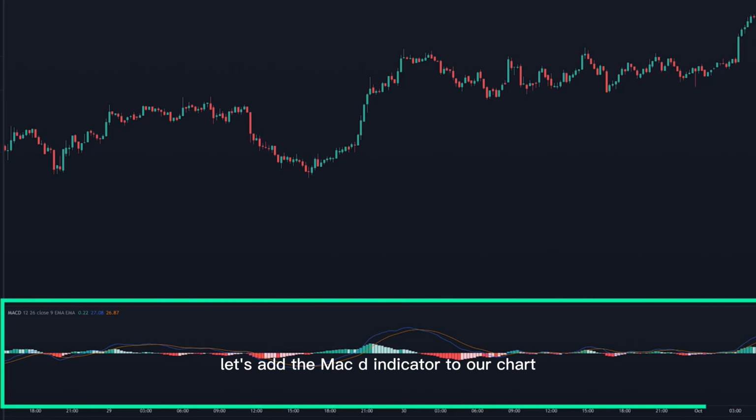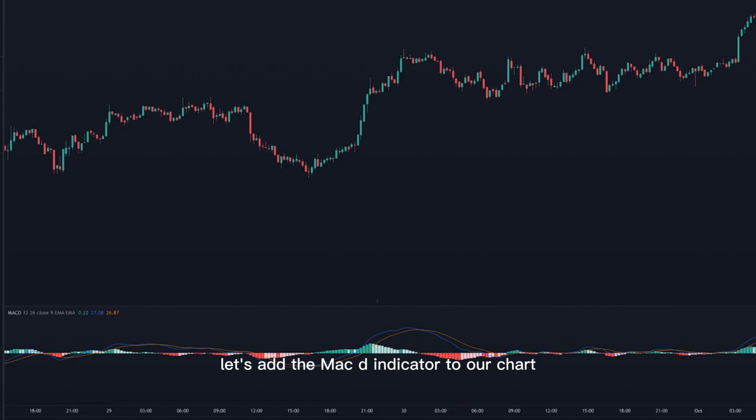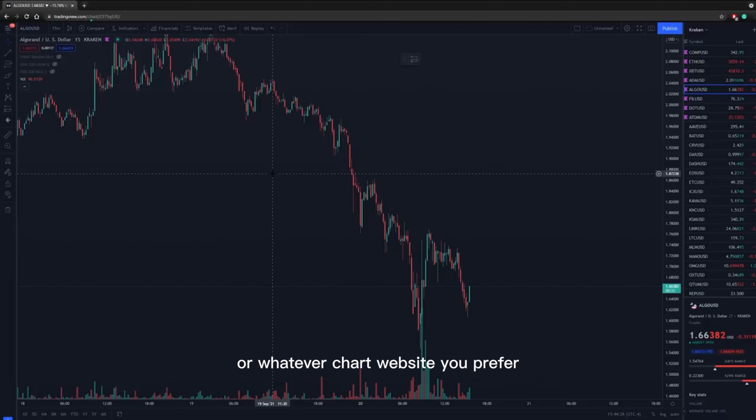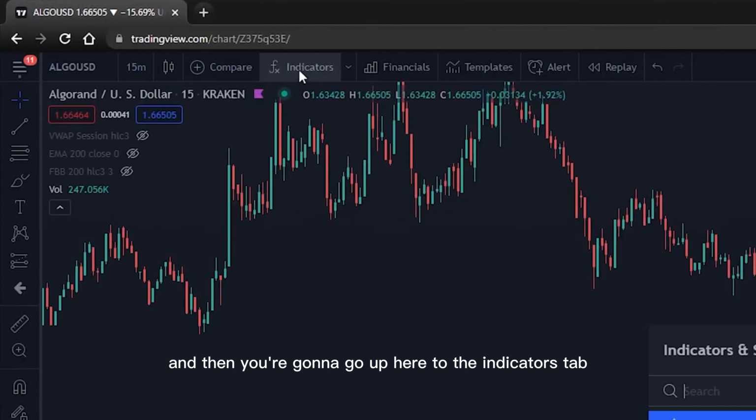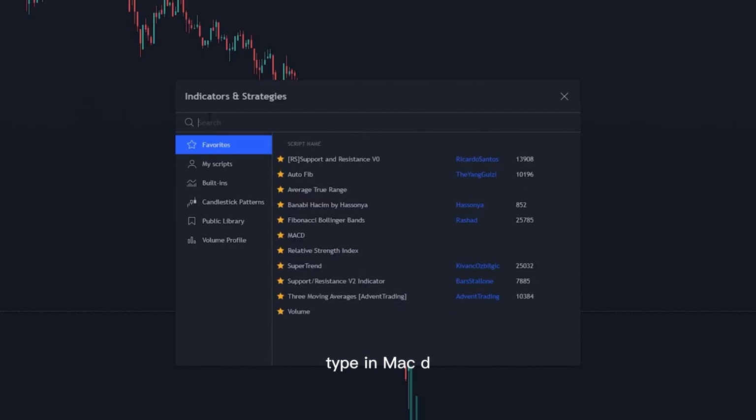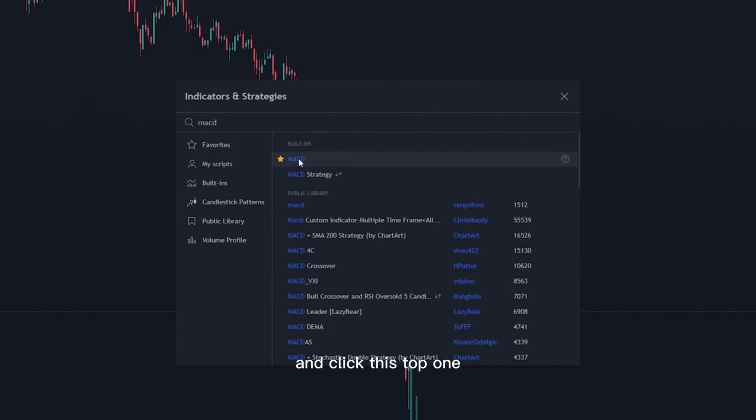First things first, let's add the MACD indicator to our chart. To do that, you're going to go to TradingView or whatever chart website you prefer, and then you're going to go up here to the indicators tab, type in MACD, and click this top one.